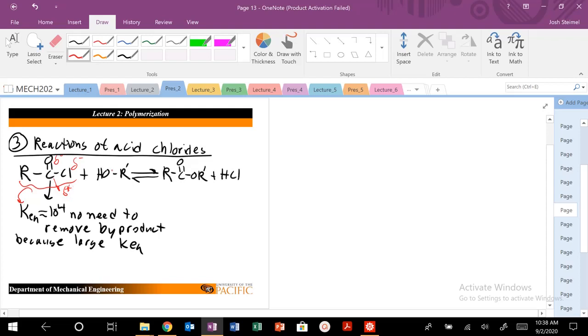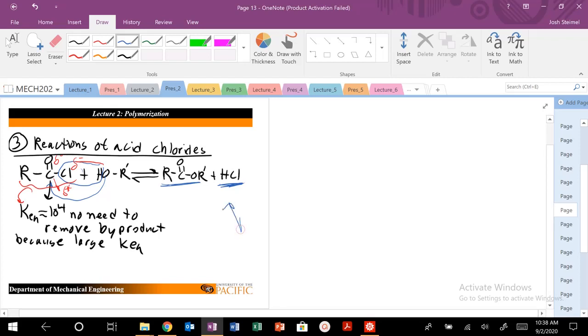So the same thing occurs. Let me switch to my blue. This guy is going to attack in here. These are going to basically bond. Our byproduct here is going to be HCl. And again, we link our new polymer or our new material together like so. And that's it. We don't need to remove the byproduct now.